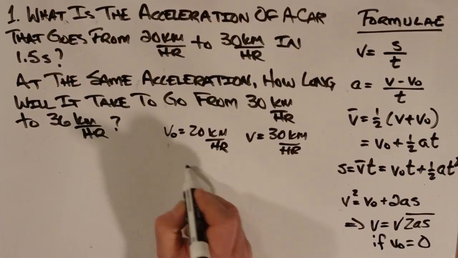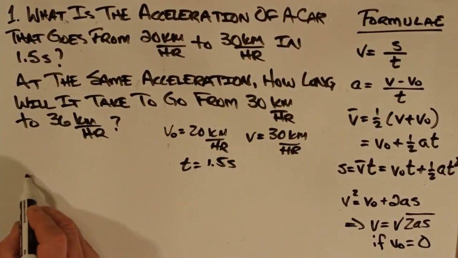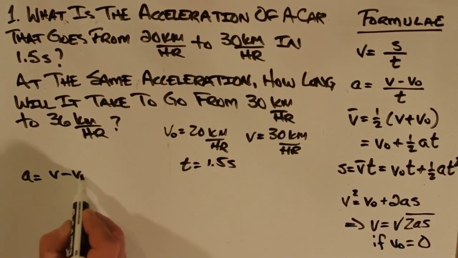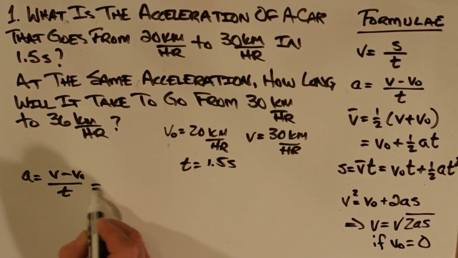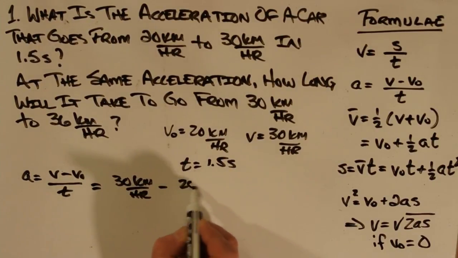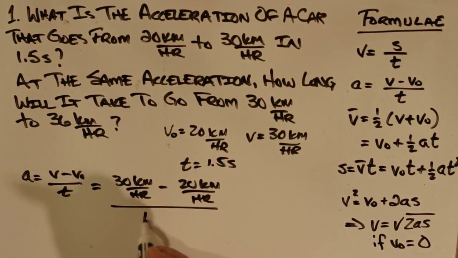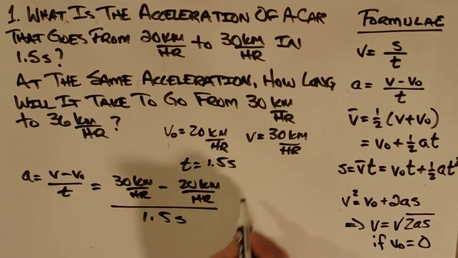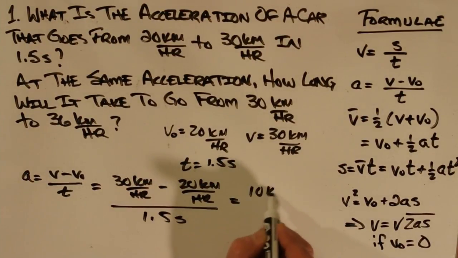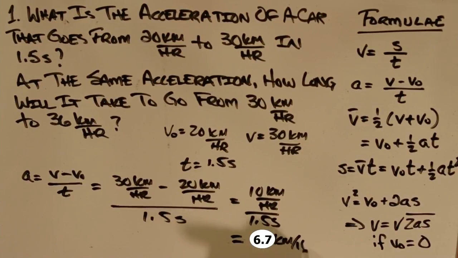And again, time 1.5 seconds. Using this relationship, we have acceleration is equal to v minus v sub 0 all divided by t, which will be 30 kilometers per hour, subtracted by 20 kilometers per hour, all divided by 1.5 seconds. This gives us 10 kilometers per hour divided by 1.5 second, which is equal to 6.7 kilometers per hour per second.